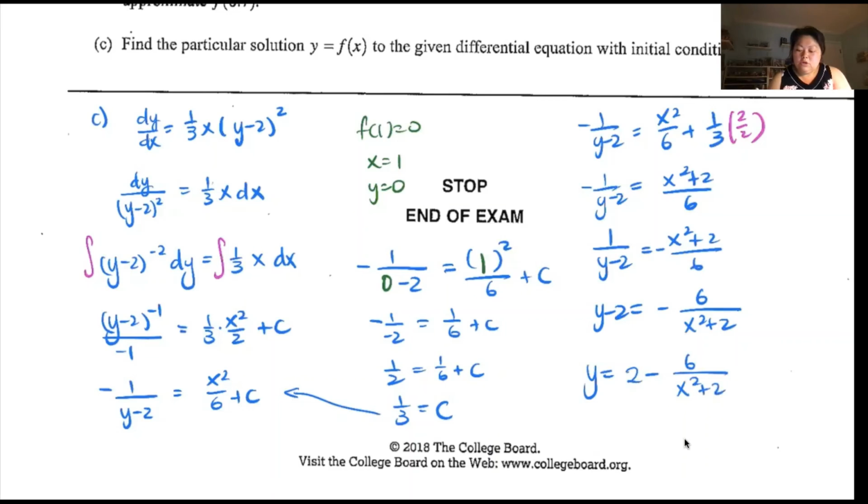And add the 2 over, y equals 2 minus 6 over (x squared plus 2). All right, so you can leave it as this, or you can common denominator this and make it one fraction, but this is pretty good. Okay, all right, that's it, guys.